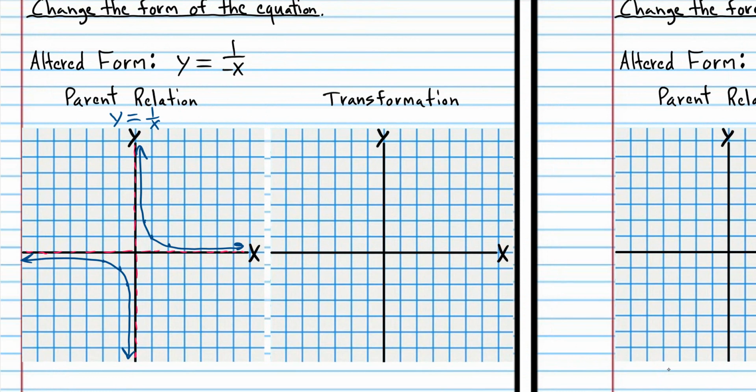Now we're going to graph y is equal to 1 over -x. So our asymptotes don't change positions, but we're going to reflect across the y-axis because there's a negative on the x. So these points are going to be reflected over here, and these points are going to be reflected over here. So we'll get the following graph.